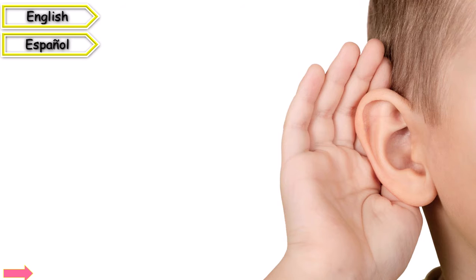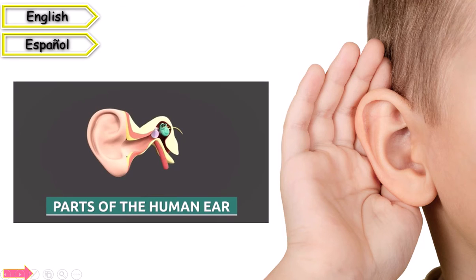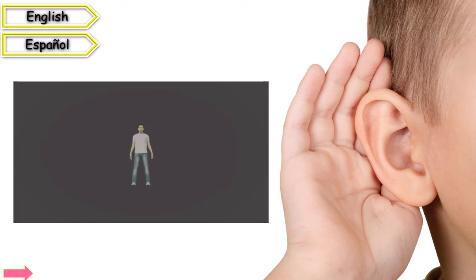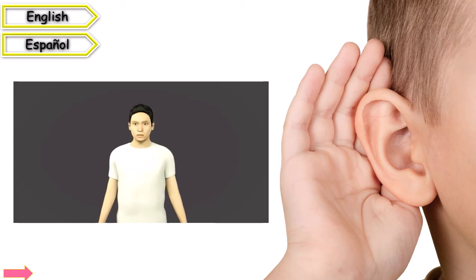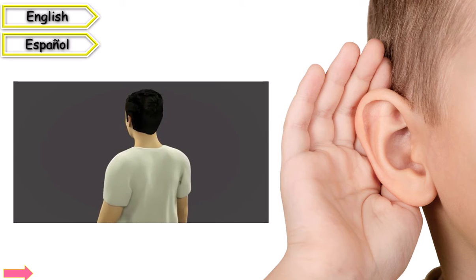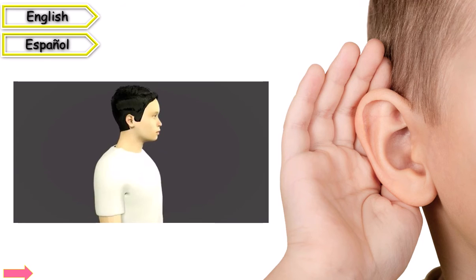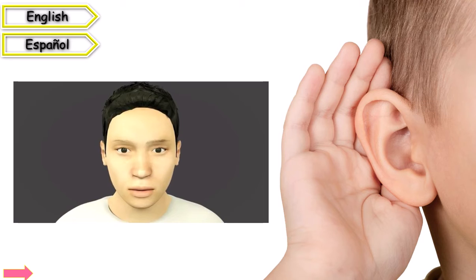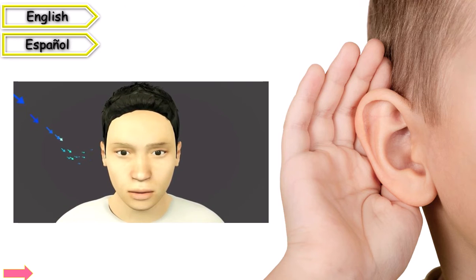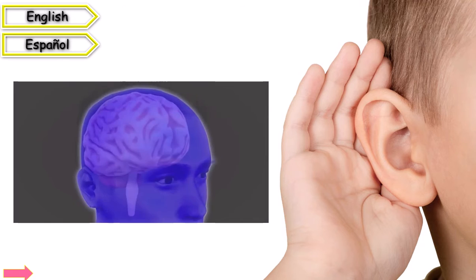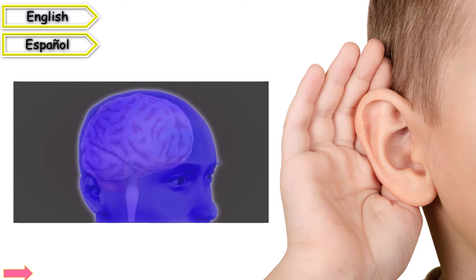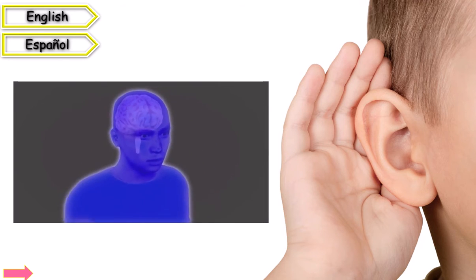Let's take a closer look at our ears. You can click and watch a video. We're going to learn about the parts of the human ear. The ear is the organ that creates our sense of hearing and balance. This organ is in charge of capturing sounds around us and sending the signal to the brain so that this reacts accordingly. Imagine you hear an ambulance siren. Your ear will signal the brain, and this will then signal the muscles to move so you can walk away.